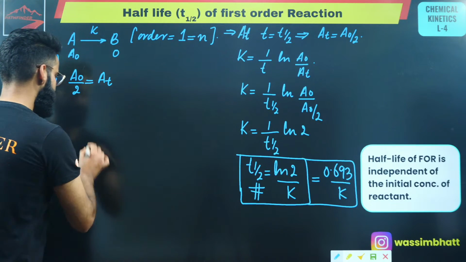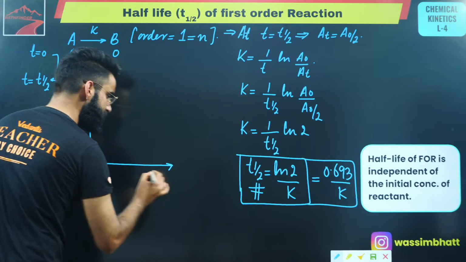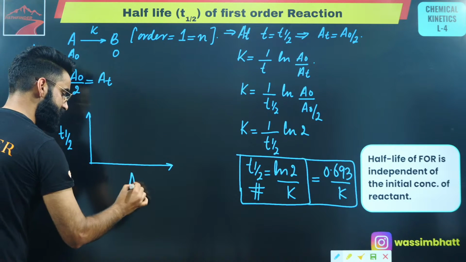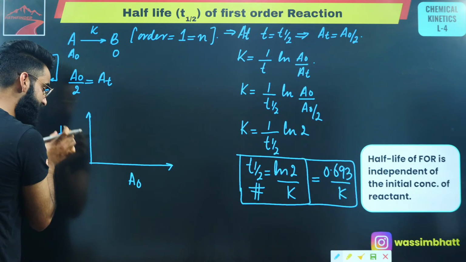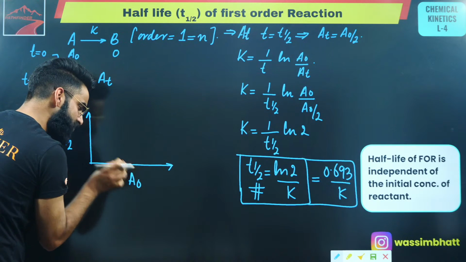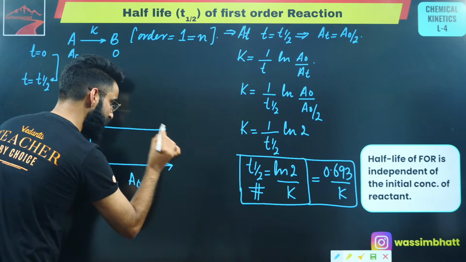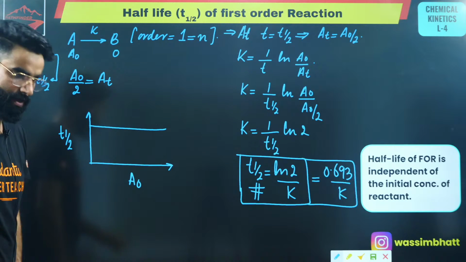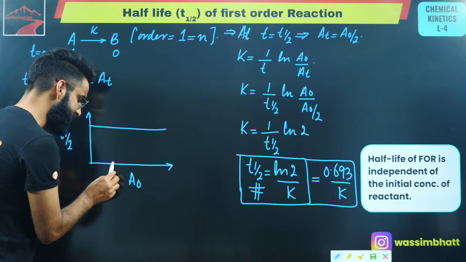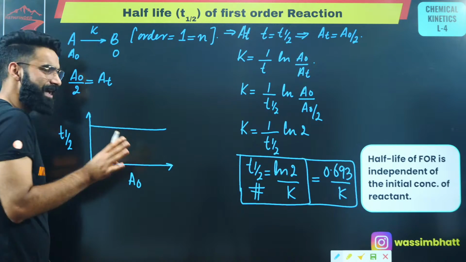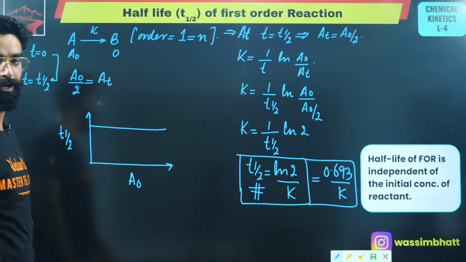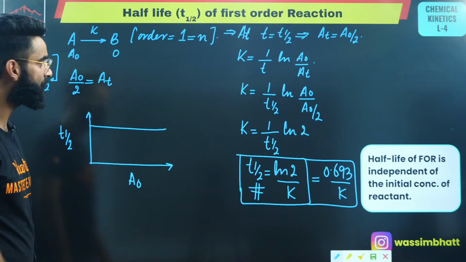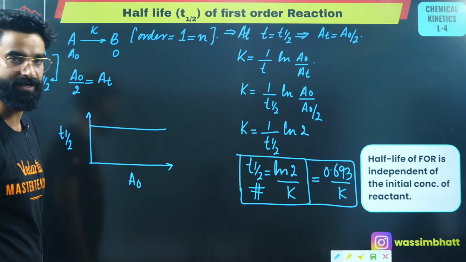So if you need to plot a curve between half-life of the first order reaction versus initial concentration of reactant, since half-life does not depend on the initial concentration of reactant, the curve is going to be a straight line, parallel to the concentration of reactant axis. Because on changing the concentration of reactant, the half-life of the reaction is not going to change at all. I'm sure it's clear to every single one of you. This was what we call the half-life of the reaction.